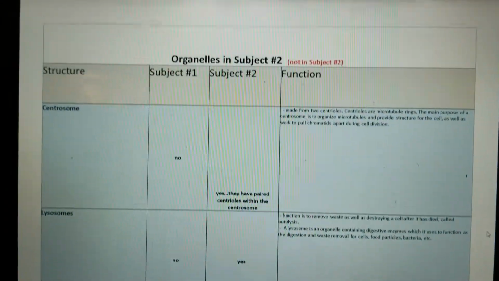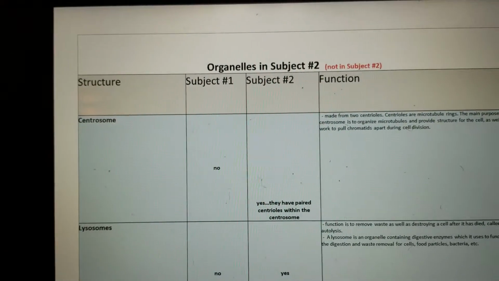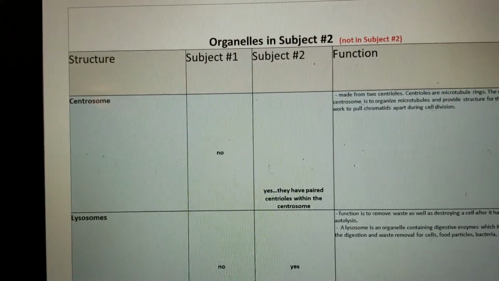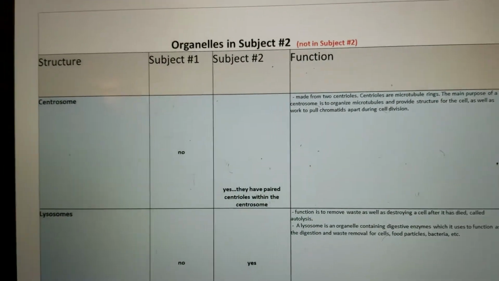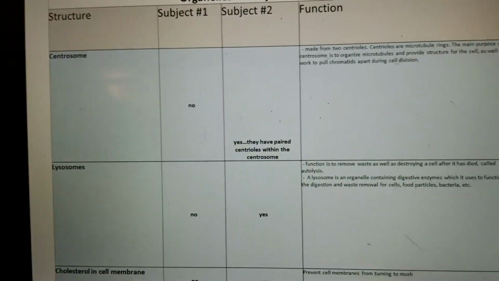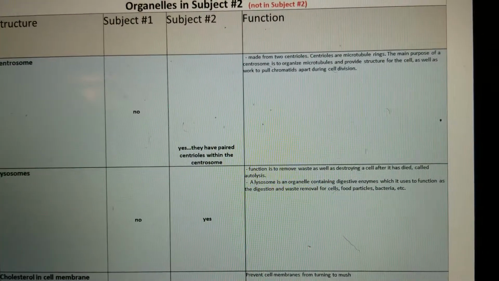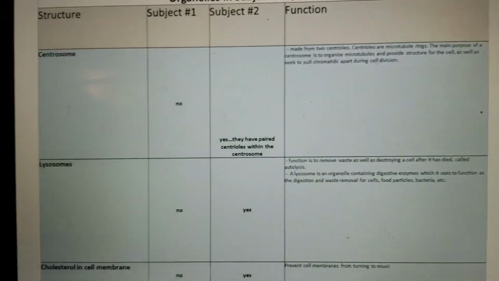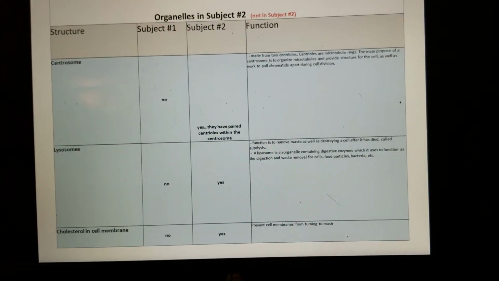Now let's take a look at those items that are in subject number 2, but that are not in subject number 1. So we have the centrosomes that are in subject number 2. We have the lysosomes, which are used to remove waste from the cell and to destroy a cell after it has died. And cholesterol is in the cell membrane in subject number 2, which prevents the cell from basically turning to mush.